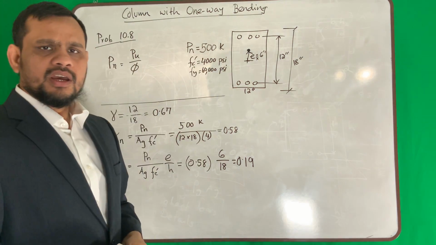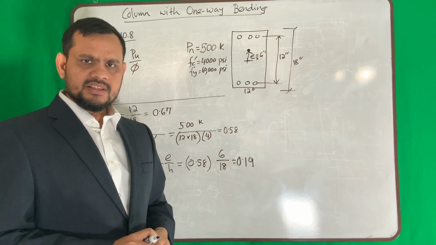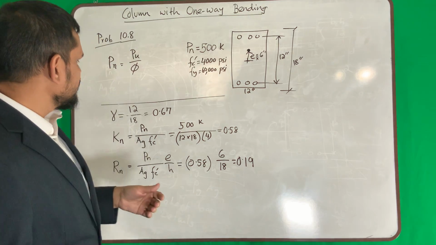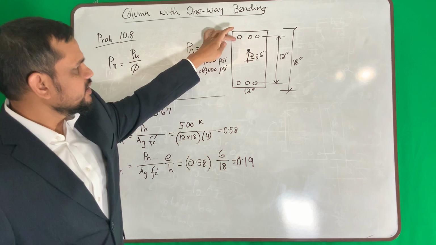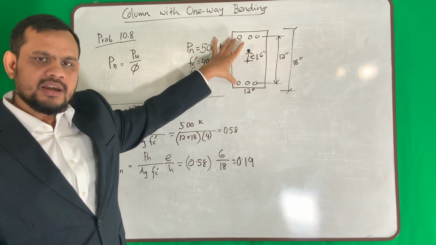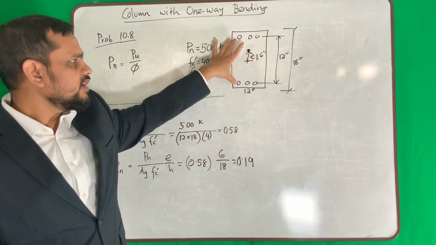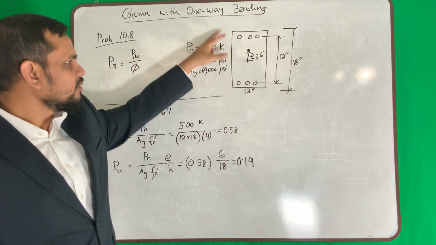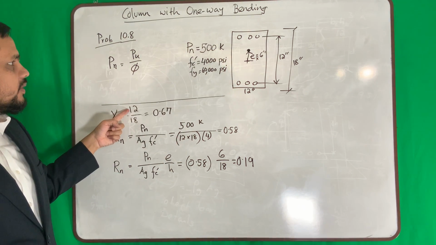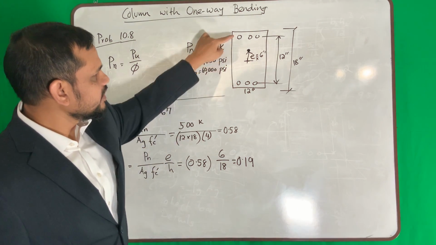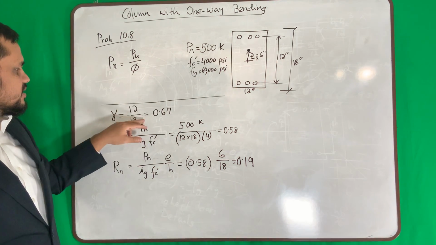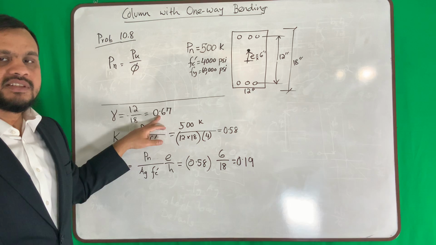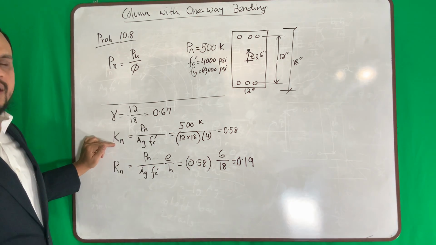How to do it? In my last video, I discussed the theory that first we need to find our gamma. Gamma is the center to center distance of the reinforcement divided by the whole dimension. So 12, why is it 12? Here to here is 12, and then 18. So gamma is 12 by 18, which is 0.67.